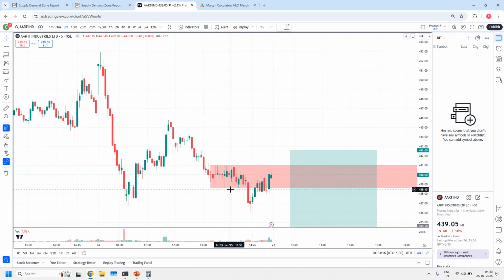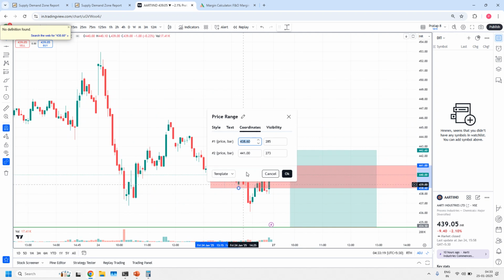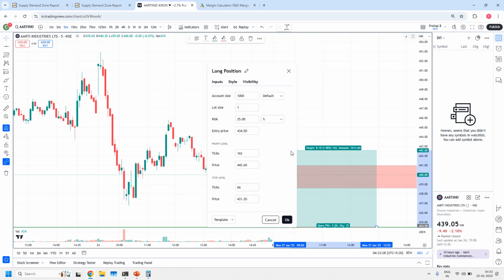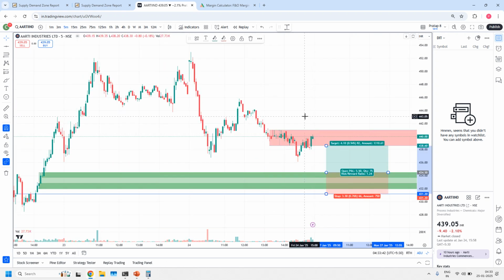Then what is your target? Your target is this 15-minute zone. The 15-minute zone low, what is that? 438.60. So here your target should be, see, profit level 438.60. Okay, 438.60. Now everything is set. What is the RR you got? 1:2.4 RR you got. Do you accept this trade? No, you have to reject the trade because RR is not there.